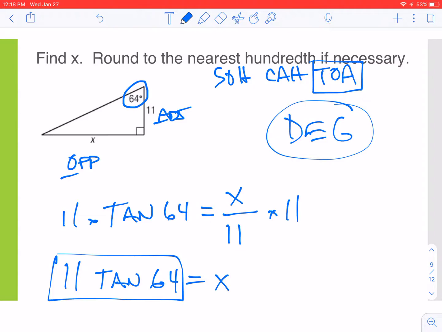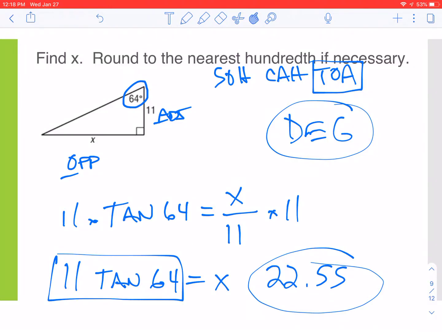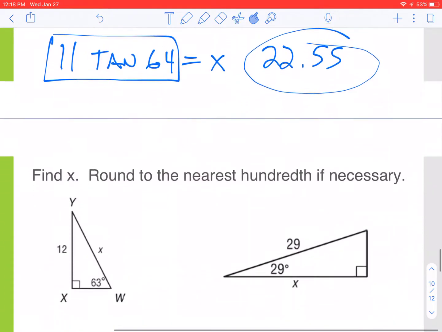Okay? I literally just typed in 11 tan 64, and you should have gotten 22.55 for my opposite side. You don't even have to type in times because the calculator already knows you're typing in times. So 11 tangent 64, type those in your calculator. If you have a graphing calculator, they're really easy to use. You get 22.5. All right, let's do another one.